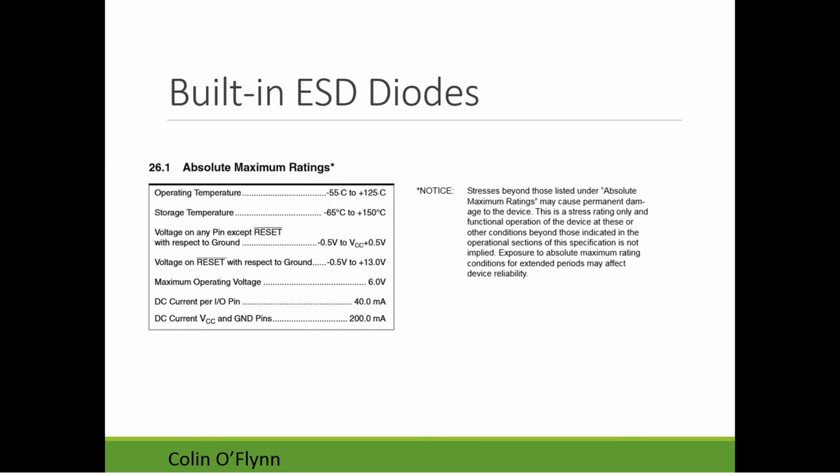For the most basic protection, we can use what are known as the built-in electrostatic discharge diodes. As I mentioned, the AVR microcontrollers have a rating for voltage on any pin with respect to ground. It says you can go from -0.5 volts to 0.5 volts above VCC. If you exceed that, it can destroy the device instantly. Basically, it's not guaranteed. It may destroy it immediately, it may not, who knows.